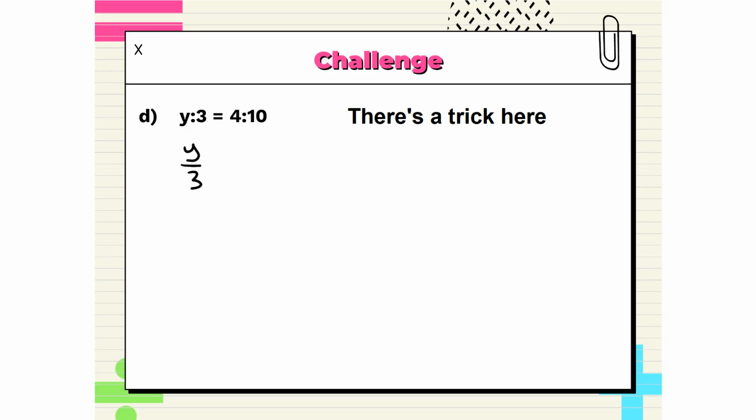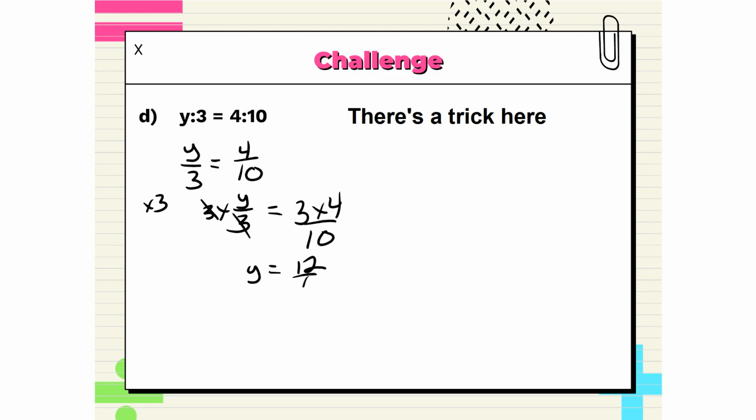So we've got y is to 3 as 4 is to 10. Following what we've done previously, we're going to multiply both sides by 3. So we've got 3 times y over 3. That's going to cause those 3's to cancel each other out. And then we've got 3 times 4 over 10. So we've got y is equal to 12 divided by 10.